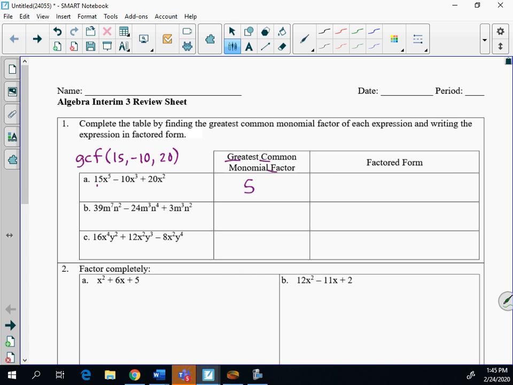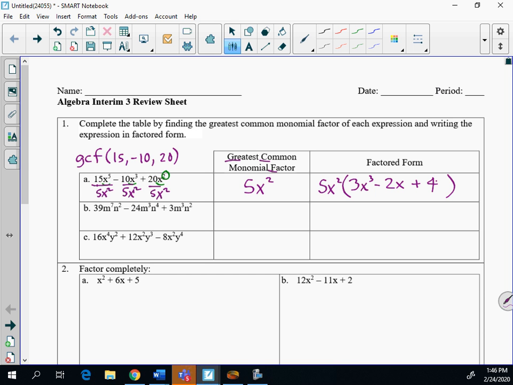Then we look at x to the 5th, x cubed, x squared. The smallest is the 2. So we also have 5x squared. The factored form will have the 5x squared to the side. And then in parentheses, we go back and we divide each one by 5x squared. And then in our parentheses, we have 3x cubed minus 2x plus 4.